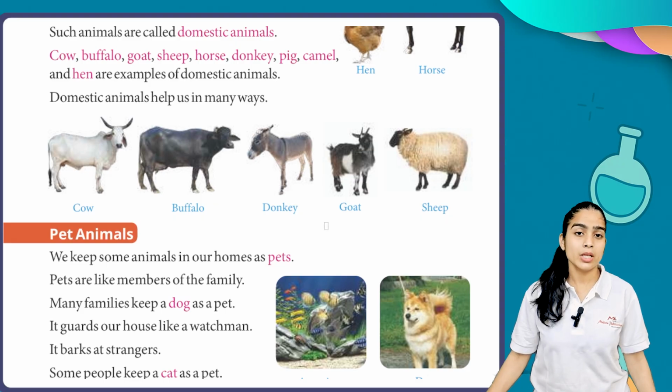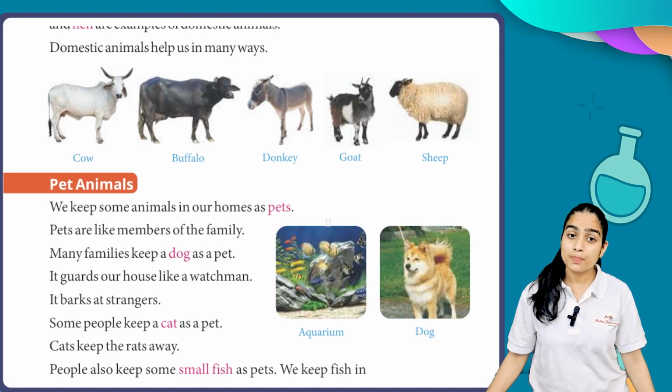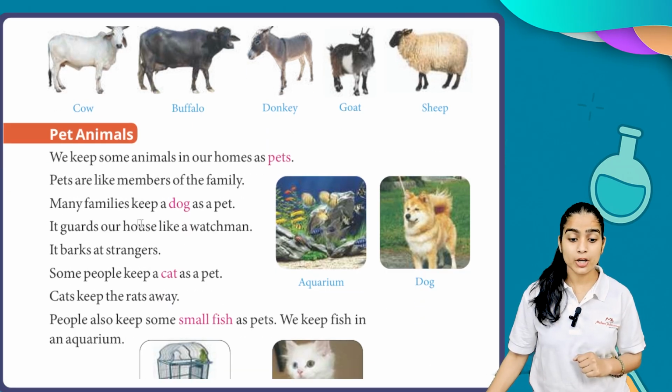Next, pet animals. We keep some animals in our homes as pets. Those animals we keep in our home as pets are called pet animals. For example, your dog Jimmy, your parrot, rabbits and cats. Pets are like members of the family. Many families keep a dog as a pet. It guards our house like a watchman.